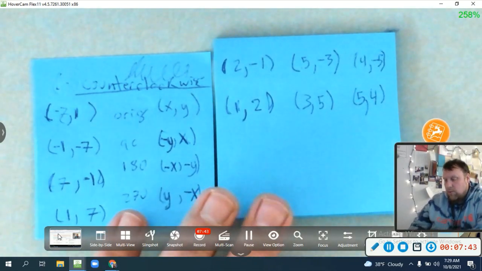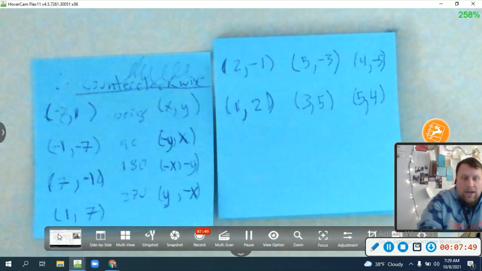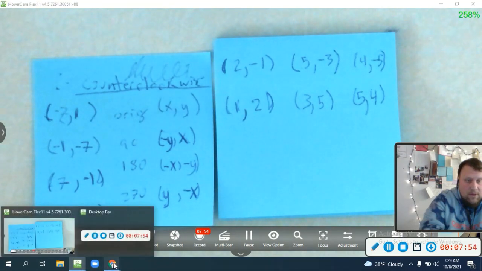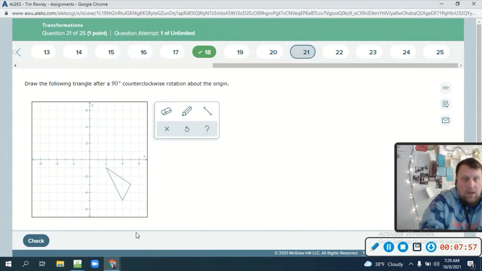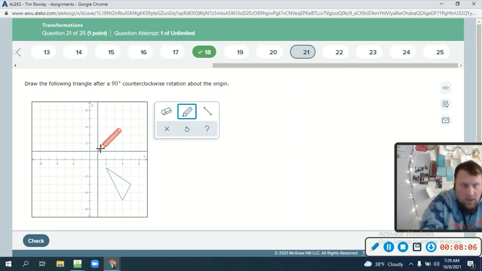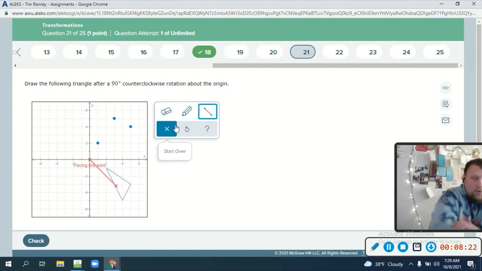So let's try this out. We're going to put our new coordinates in. They should be 1, 2, 3, 5, 5, 4. Make sure you write this down in your notes, and we're going to check this out right here. Let's see what happens. All right, let me draw my points. So it said I should have the point 1, 2. And I should have the point 3, 5. And I should also have the point 5, 4. Let's connect those lines and see what we get.